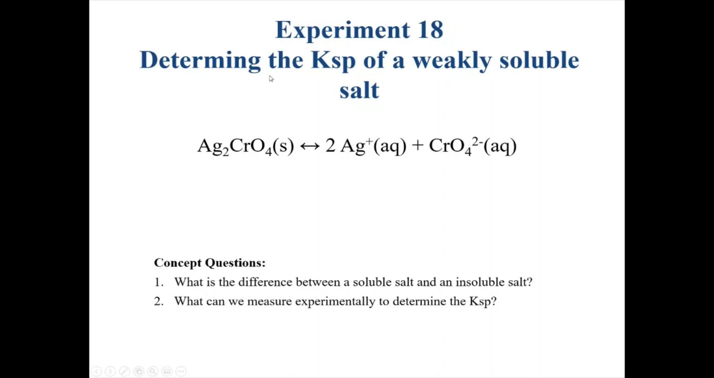So a couple of things. The weakly soluble salt that we're going to be working with today is called silver chromate. The stoichiometry is that there are 2 silver ions to every 1 chromate ion, and this is a weakly soluble salt. One thing that I like to focus on at the very beginning of the experiment is to think about what makes something soluble versus insoluble, quote unquote.